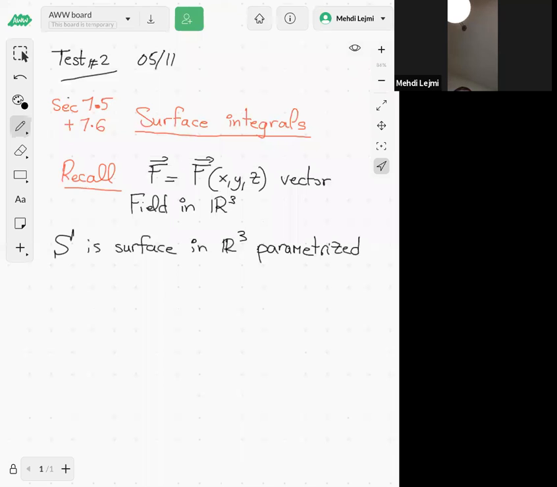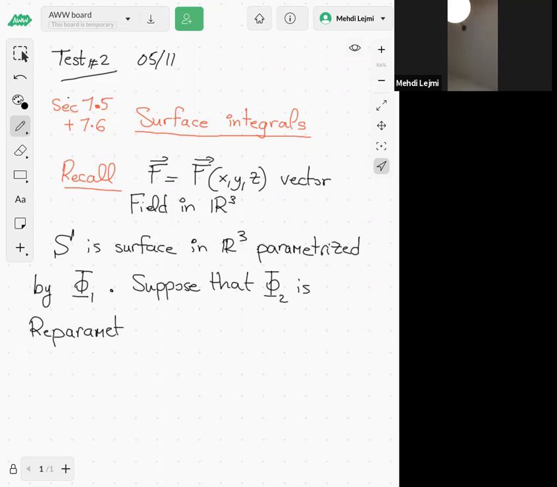So S is a surface in R3, parameterized by, let's say, phi 1. And then suppose that phi 2 is a reparameterization of S.